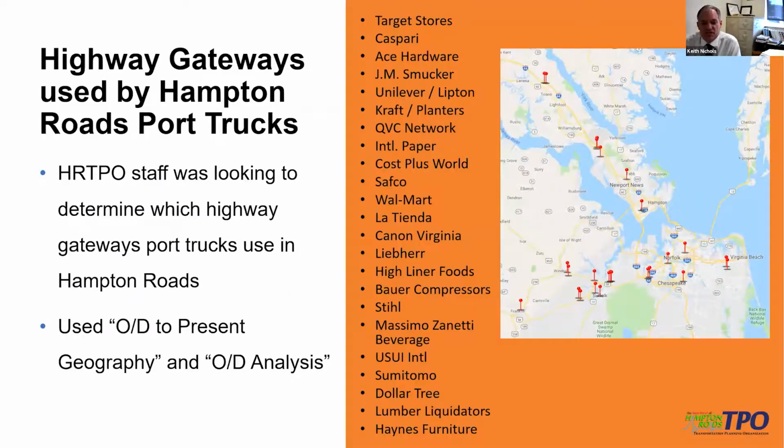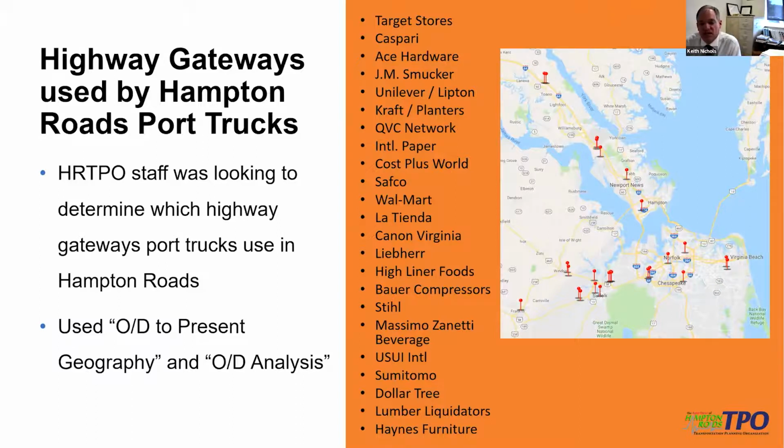So the first study I wanted to talk about is one we did, it's probably been 4 or 5 years ago now, where we wanted to look at the highway gateways used by Hampton Roads port trucks. I'll go much more into gateways here, as I mentioned in the last of our OD studies. So I won't go into too much detail specifically as to why the gateways are important and why we wanted to look at it for trucks. But just to say, this was one of our first efforts to use StreetLight to see where are travelers, in this case trucks, where are they coming from, where are they going, what routes are they using.